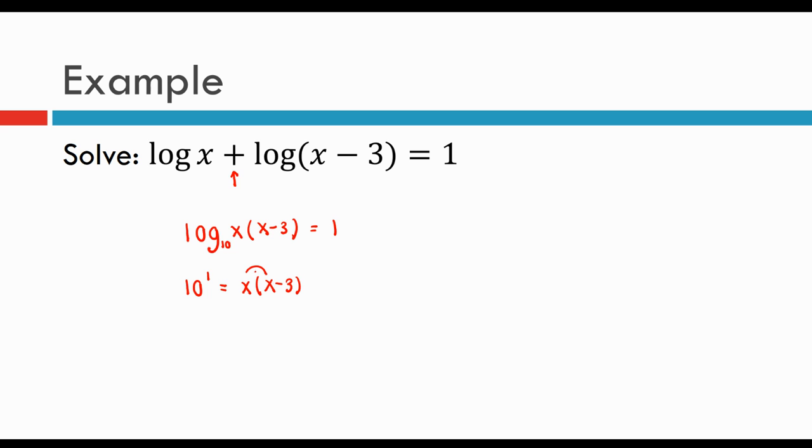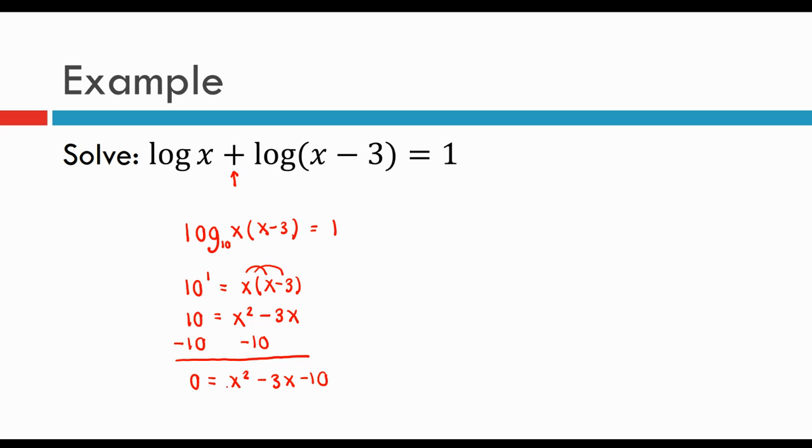Got to start solving for x, so I'm going to distribute that. 10 to the first power is just 10. X times x is x squared. X times negative 3 is negative 3x. Because this equation contains an x squared, an x, and a number, I do want to think about solving a quadratic by maybe factoring. So I got to get everything over to one side. So I'm going to subtract the 10 because I want to keep that x squared positive. So we'll have 0 equals x squared minus 3x minus 10.